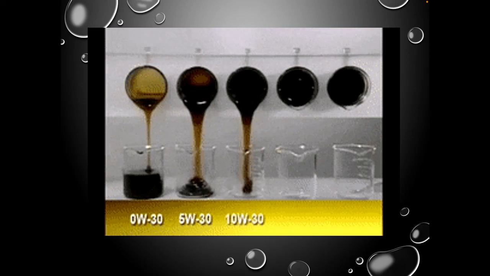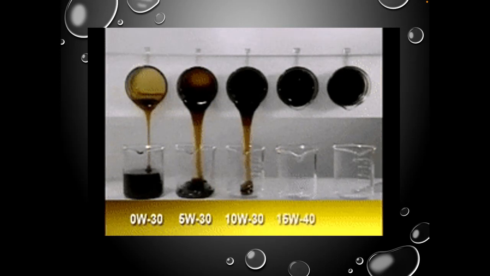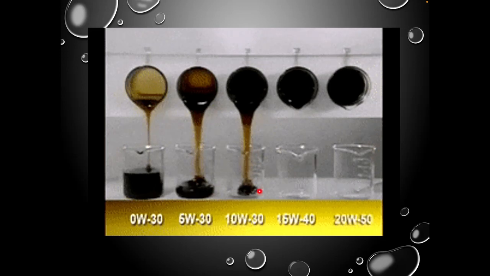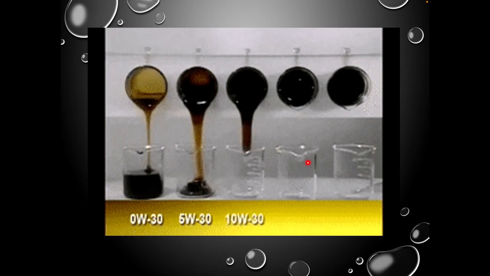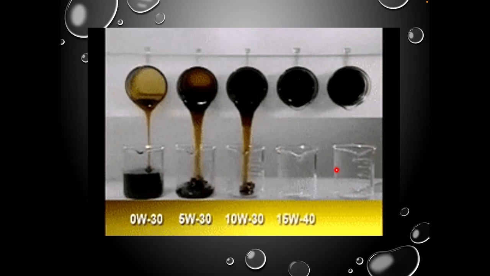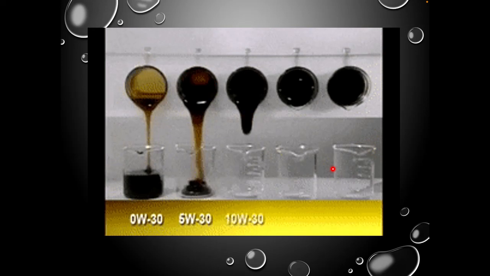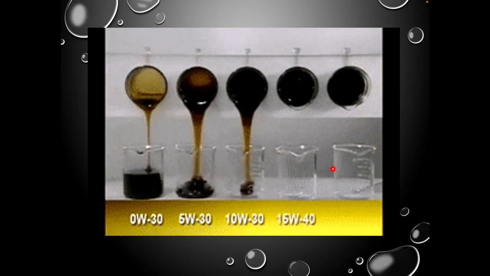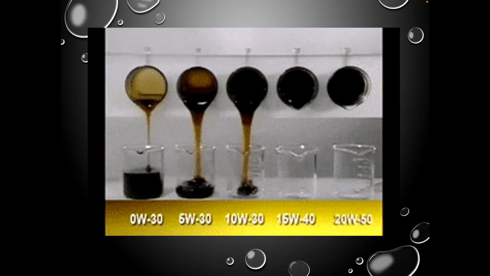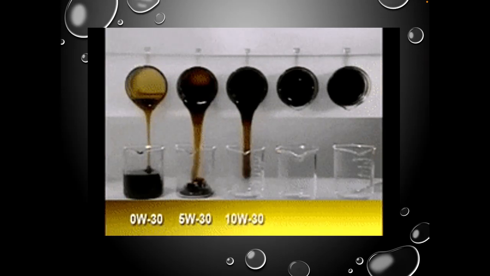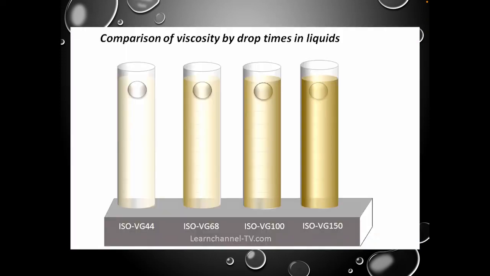To understand the viscosity, let us see some experiments. The first experiment, we have some liquid with high viscosity and the other with low viscosity. Again, viscosity means resistance exists between layers. This is called viscosity. The liquid with high viscosity has high adhering force.